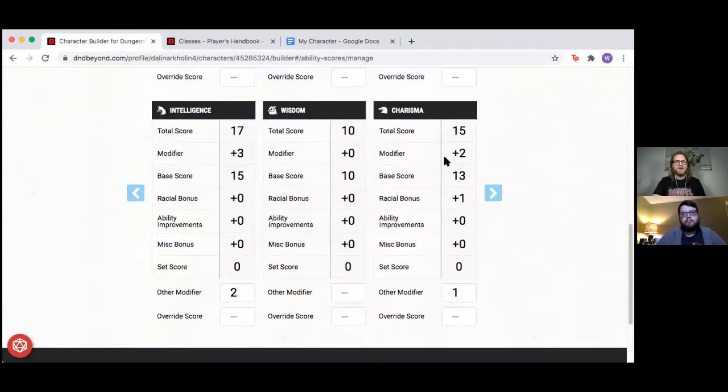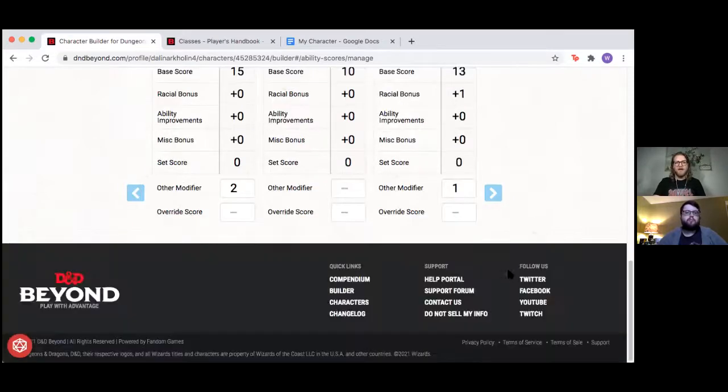If you're a new player, just remember you can figure out your modifier from your ability score with this formula. Subtract 10 and then divide by 2 and then round down. So 17 minus 10 is 7. Divide by 2 is 3.5, round down. So my modifier for intelligence is +3. Not bad for a first level character.